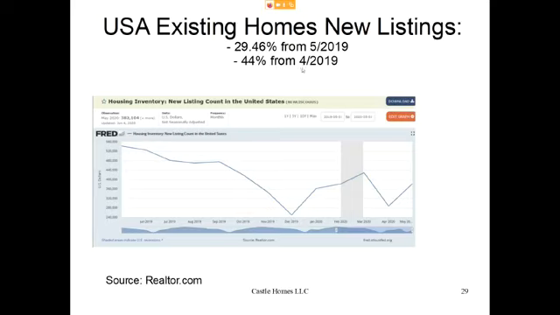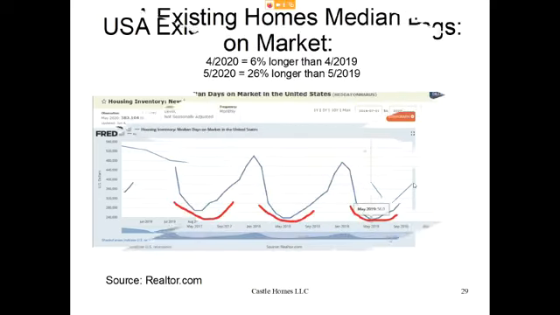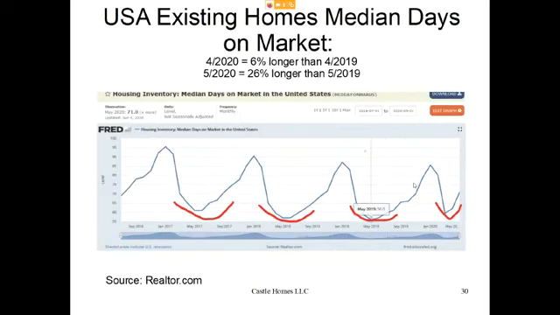We're down 44% over April and down 29.5% over May. So here's the drop, here's the comeback. Hopefully these keep coming back and that trend continues up. All right, and existing days on the market. We are 6% longer for April, and May checks in at 26% longer.